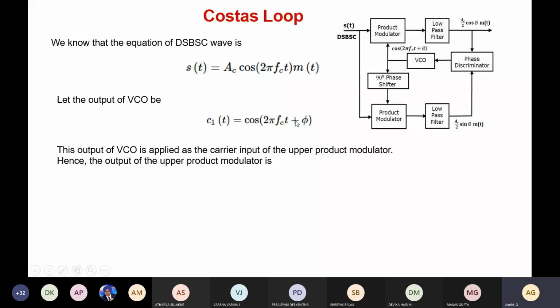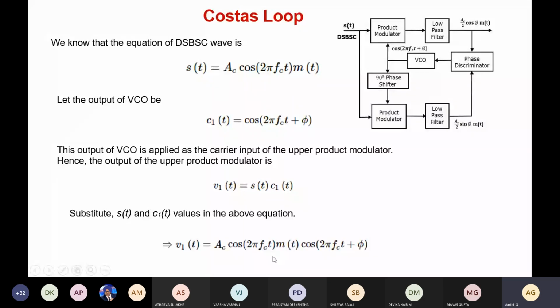This output of the VCO is applied as the carrier input of the upper product modulator for the I channel. The output of the upper product modulator is nothing but the product of s of t into c1 of t. Let us take it as v1 of t, which is the output of the in phase channel product modulator. We are going to multiply these two equations. Here again we will apply a trigonometric identity. This is cos into cos. After expanding, we have to pass it through a low pass filter. This low pass filter is going to filter the high frequency components.